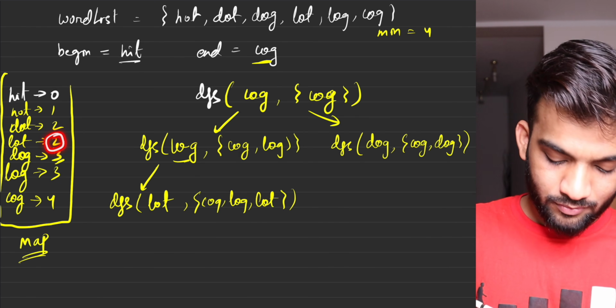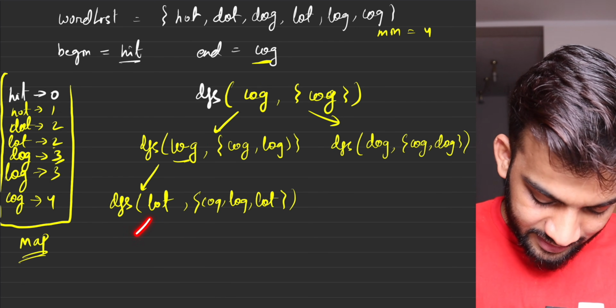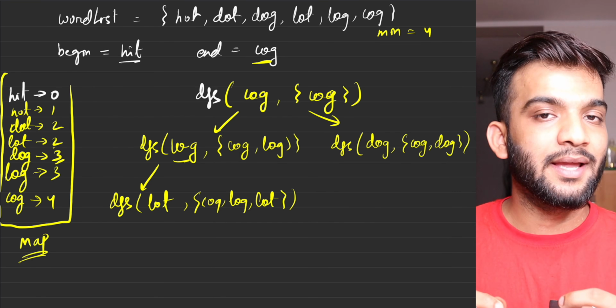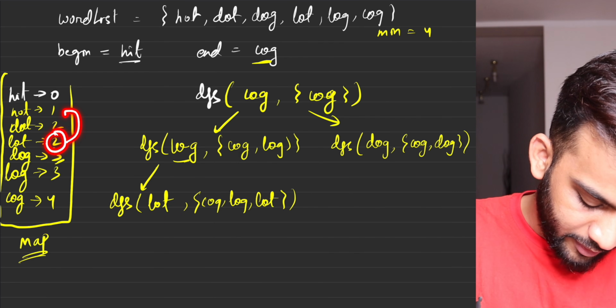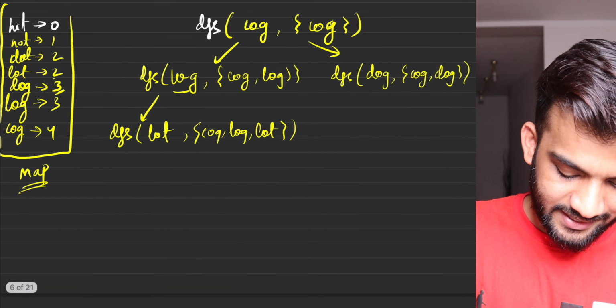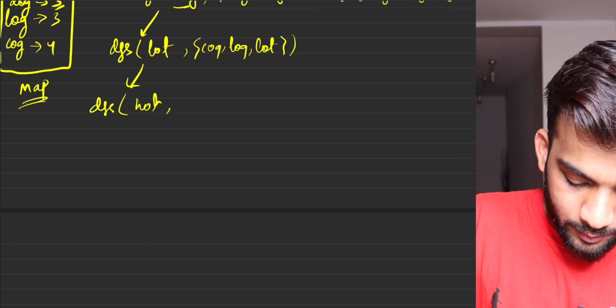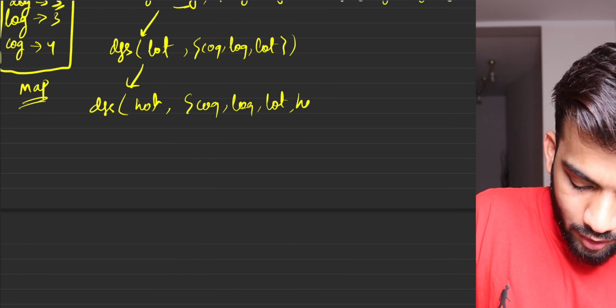2. And what's the value of dot? 2. So lot cannot be converted into dot because they're of the same level. You're backtracking. So lot was 2. It will try to convert it into hot. Yes. DFS of hot, which is cog, log, lot, and hot.